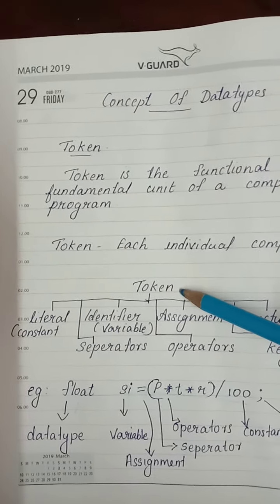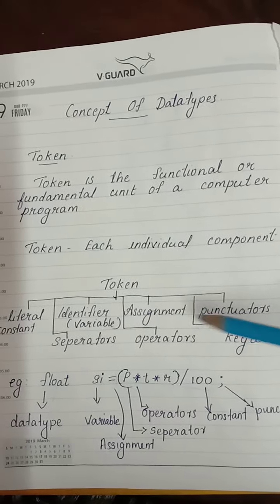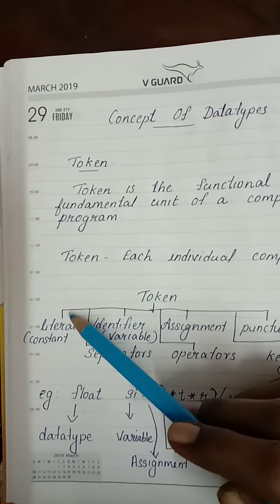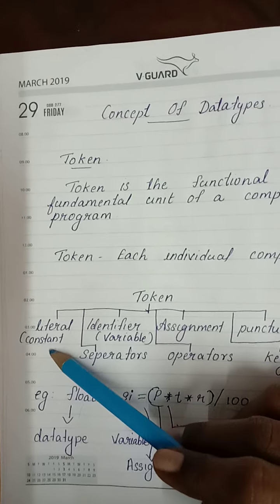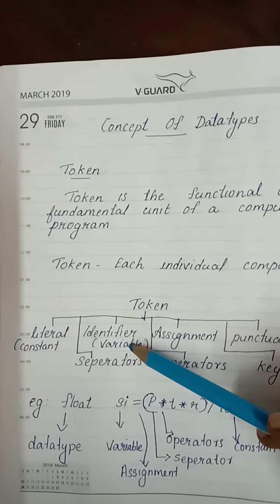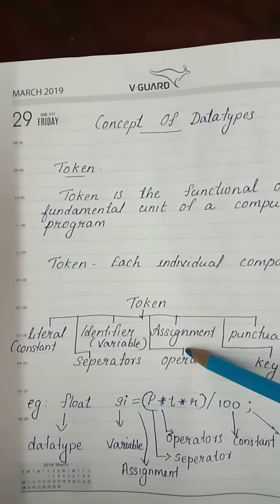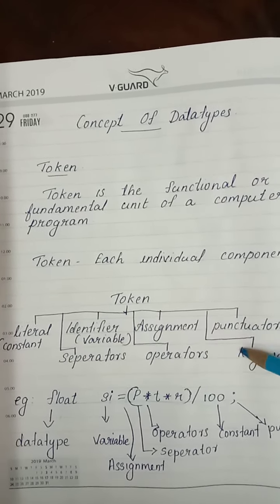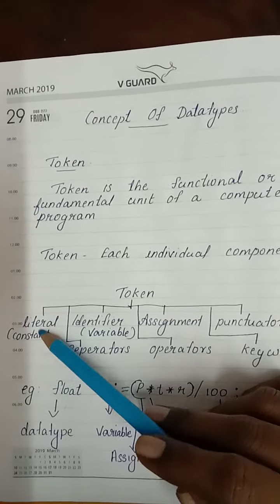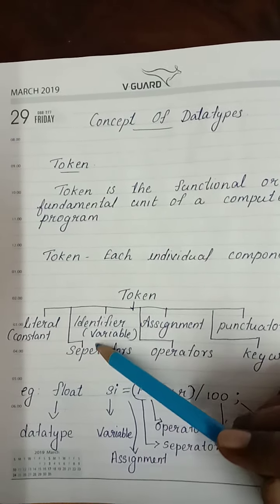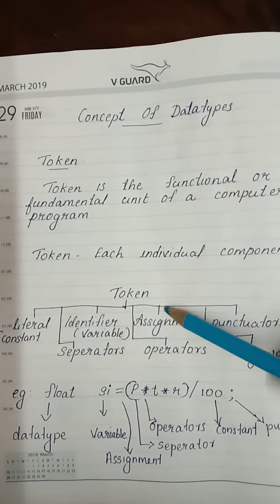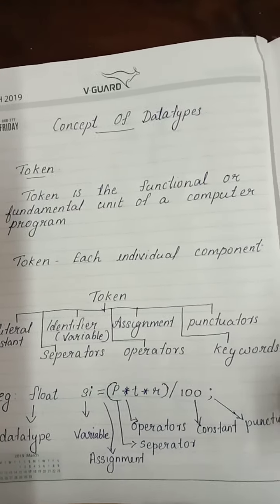There are different types of tokens we are using in a program. Tokens are divided into these: literal or constant, separators, identifier or variables, operators, assignment, keywords, punctuators.